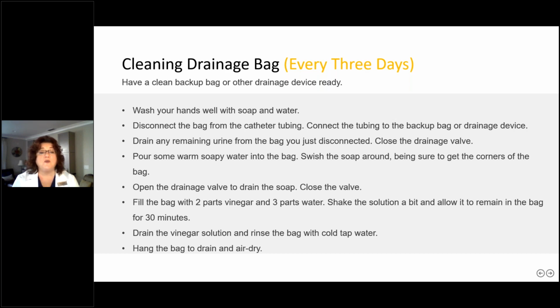You're going to use some soapy water first, swish it around, make sure it gets in all the corners. Open the drainage valve, drain it out, close the valve, and then fill it with 2 parts of vinegar and 3 parts of water. Shake that around really well, and then leave it in there for about 30 minutes. Then you want to drain the vinegar solution and rinse the bag with cold tap water, hang it up to dry, and you can reuse it. And that, again, is for long-term in the home.